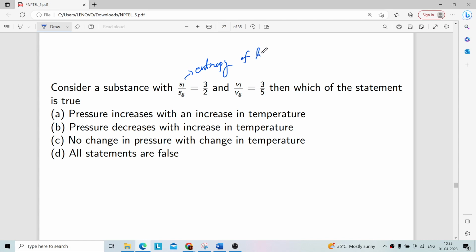Liquid, and this is the entropy of gas, and these are volumes of liquid, and this is volume of gas. So, as in Vanderbilt class, it has been taught that at constant temperature, the change in pressure by volume.